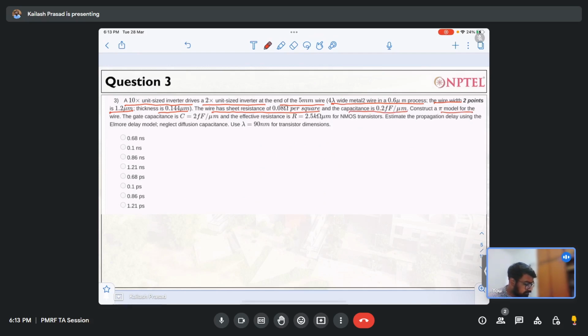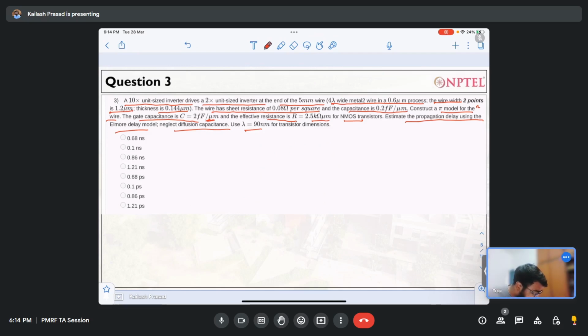Construct a pi model for the wire, and please note that it's a pi model. The gate capacitance is 2 femtofarad per micrometer, again in micrometer. Effective resistance is 2.5 kilo-ohm multiplied by micrometer for NMOS transistor. Estimate the propagation delay using the Elmore delay model and neglect any diffusion capacitance. The lambda given here is 90 nanometer. So much information. Let me break it down for you.